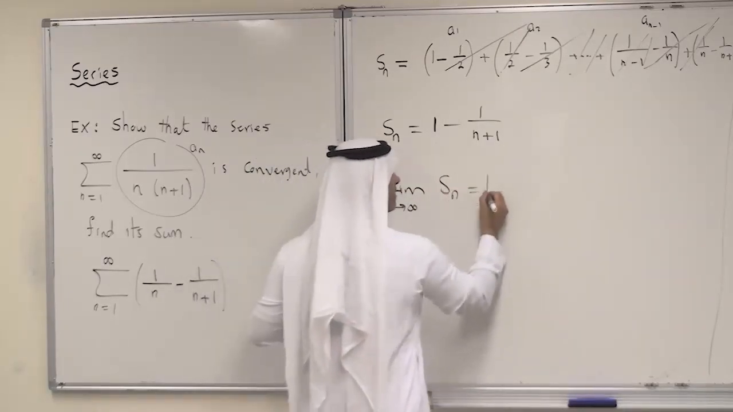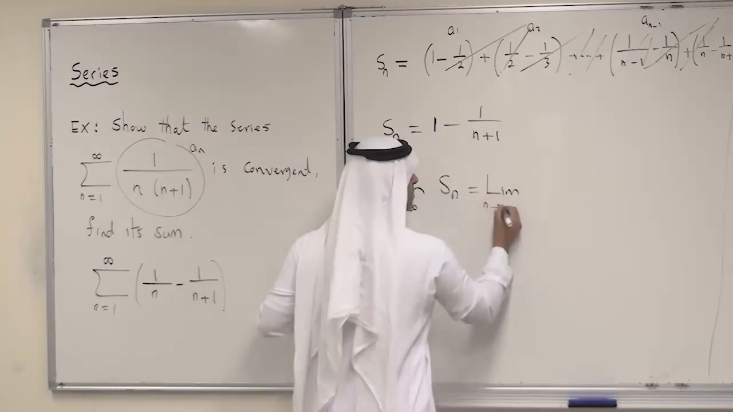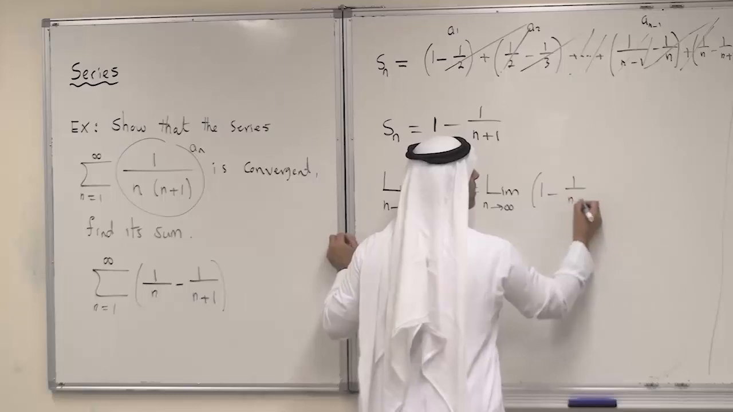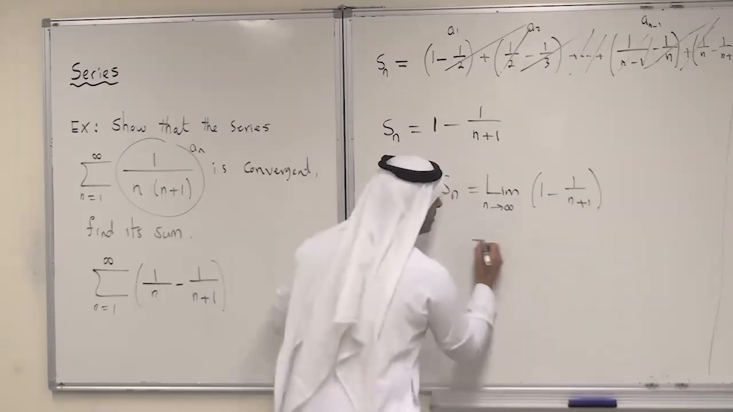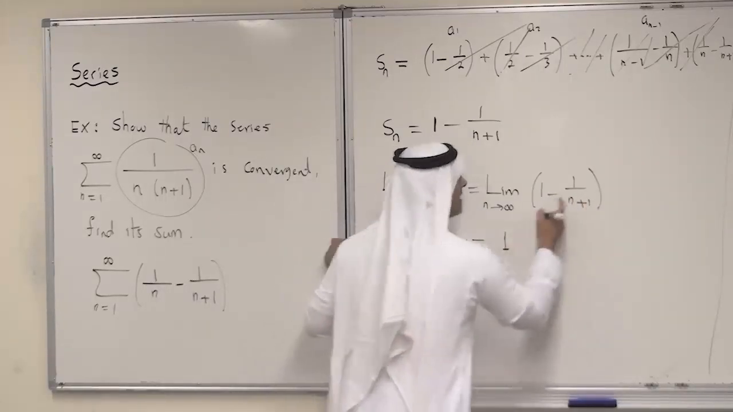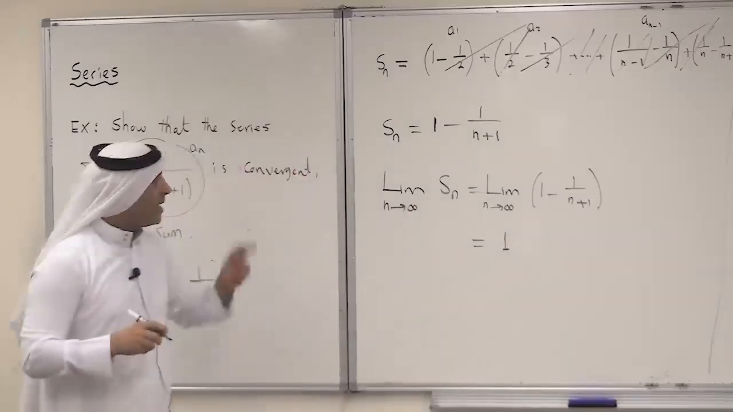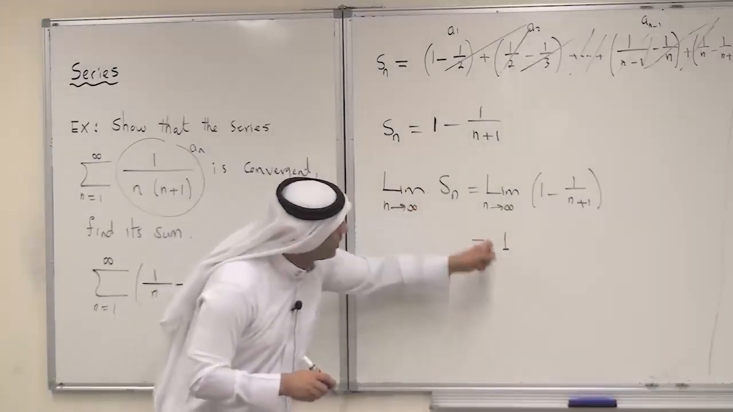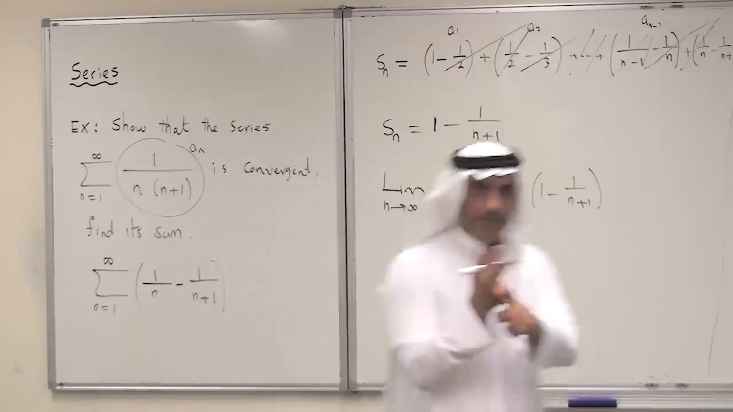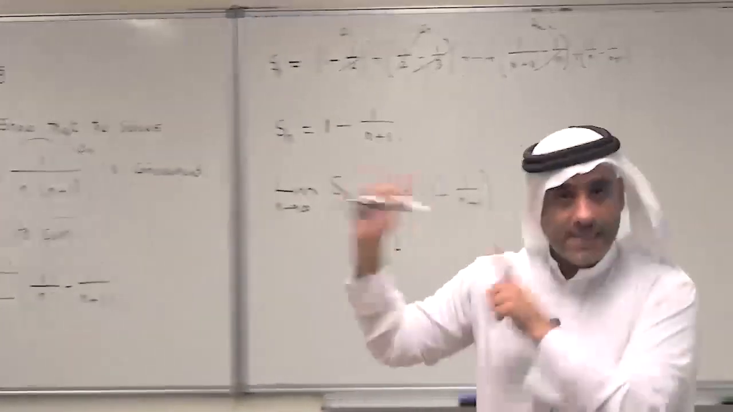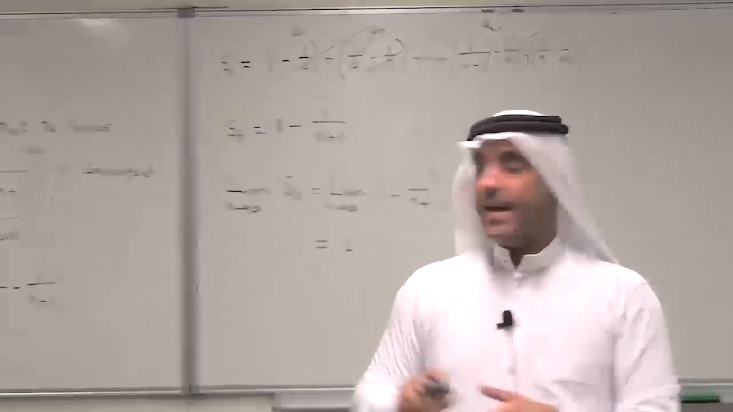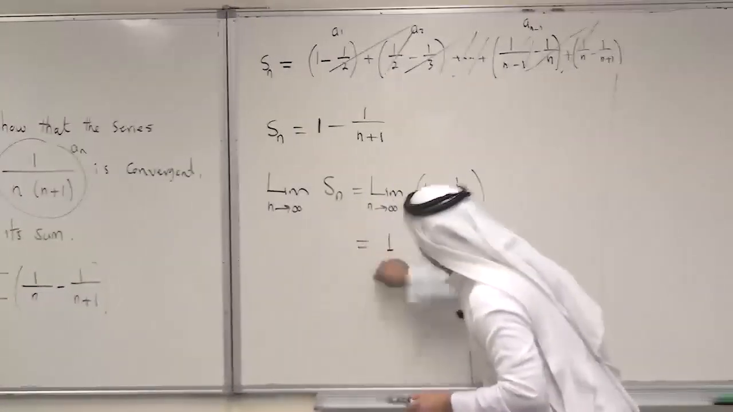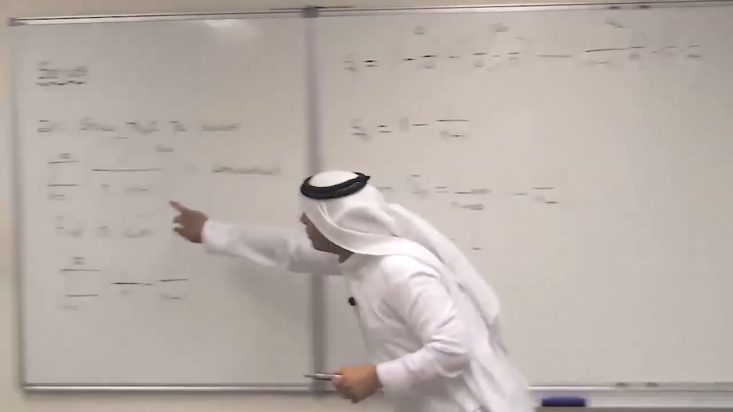Clearly it is equal to the limit as n goes to infinity of 1 minus 1 over n plus 1, and that is exactly equal to what? Equal to 1. As n goes to infinity, this always goes to 1. Now this will give us 2 things. Since the limit of Sn equal to 1 exists as a real, finite number, then the series given is convergent. Because the sequence of partial sums is convergent, the series is also convergent.